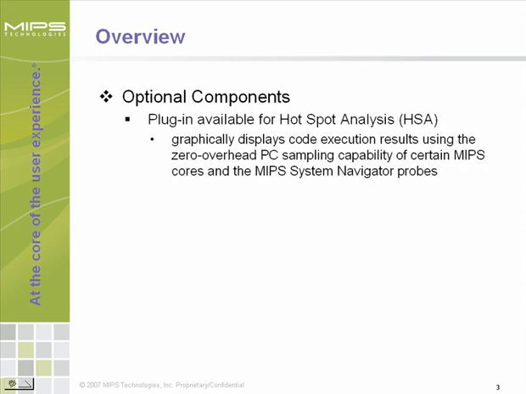There are several optional components that have been developed that can be added to the MIPS Navigator ICS tool. The Hotspot Analyzer plugin provides non-intrusive profiling of software running on MIPS32 cores. It works in conjunction with the MIPS System Navigator probe product and is built with a unique zero overhead program counter sampling feature, included in the MIPS32, 24K, 34K, and 74K cores. It graphically displays execution results for easy analysis.